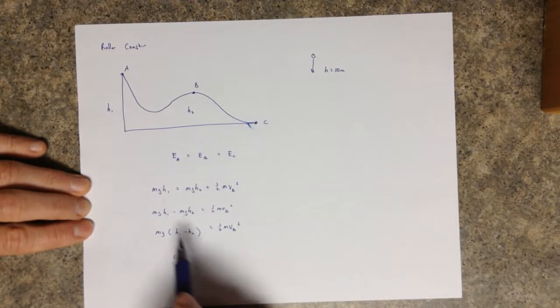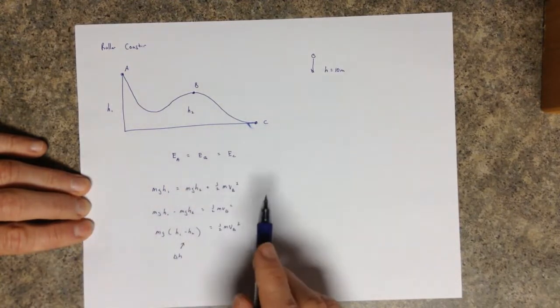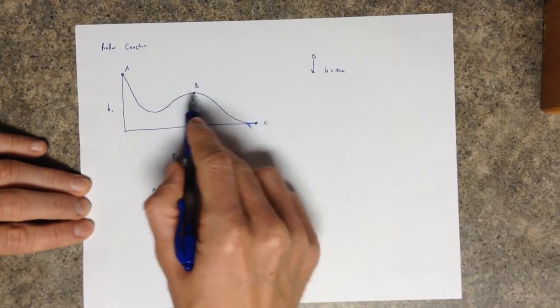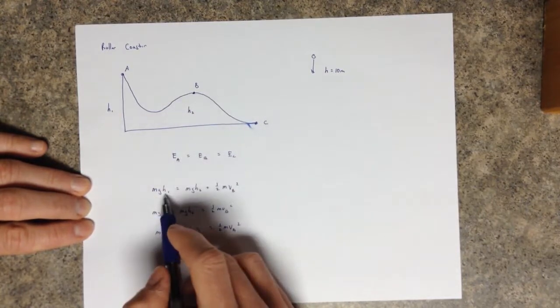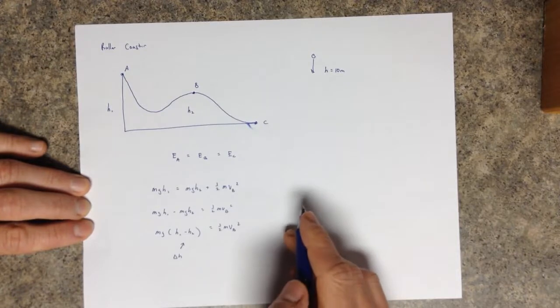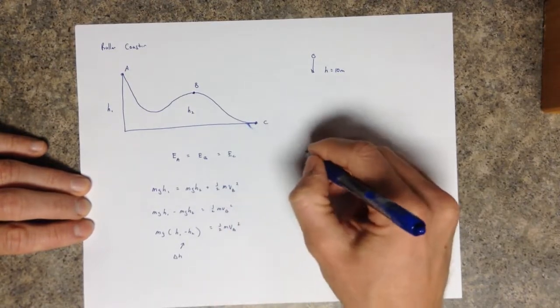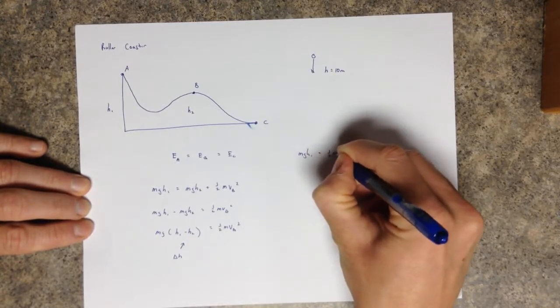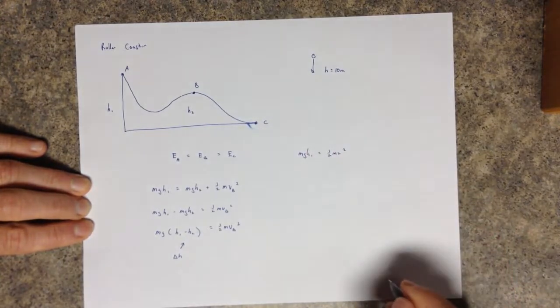Again, just reminding you that this H is completely based on a reference point. We just called this 0. We could have called this 0, and then right away this H1 would have been H1 minus H2. Okay? And at C, well, you can go all the way back from the beginning. Then it is just 1/2 mv squared because C doesn't have any height.